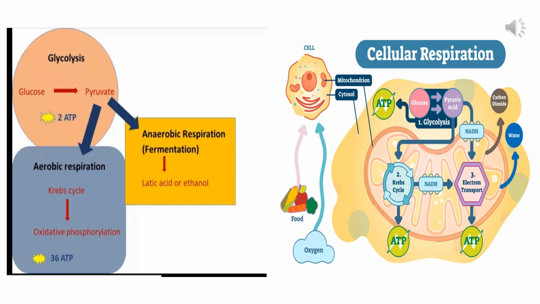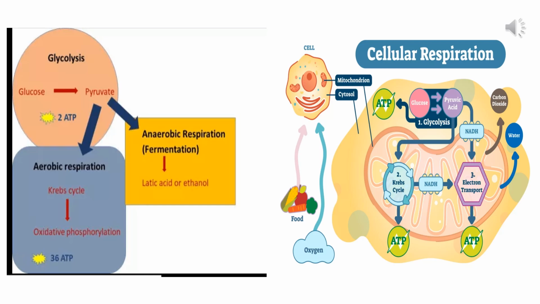So the glycolysis step produces only a very small amount of energy, which is 2 ATP molecules, and most of the energy is produced by the Krebs cycle reactions, which is 36 ATP molecules. So 36 plus 2, a total of 38 ATP molecules are produced. Now if oxygen is not present, then incomplete oxidation of glucose happens, and that is called anaerobic respiration or fermentation, which we will discuss later in detail.